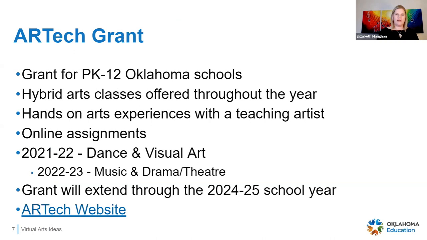And this is a grant for pre-K through 12 Oklahoma schools. And how it will work is we will have hybrid arts classes offered throughout the year for free to interested school districts, school buildings. In the pre-K through 8 level, the lessons will be taught by a classroom teacher. And then once a month, a teaching artist will come in and do a hands-on arts experience with those students.